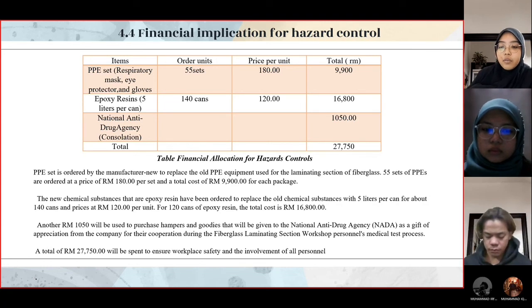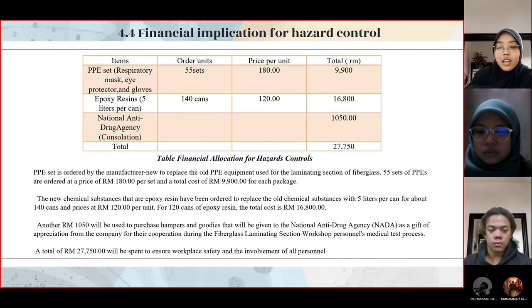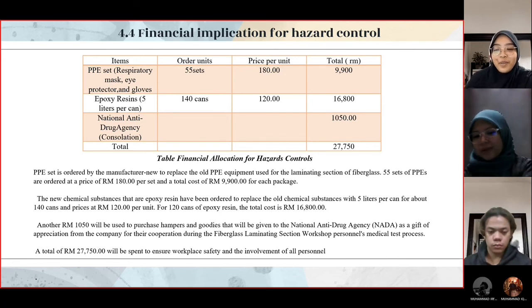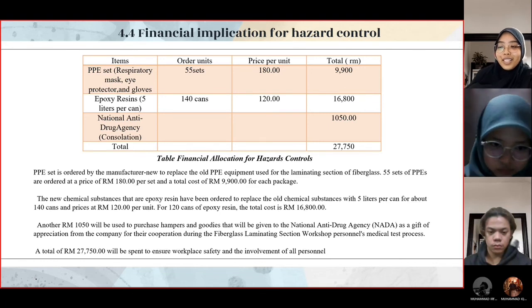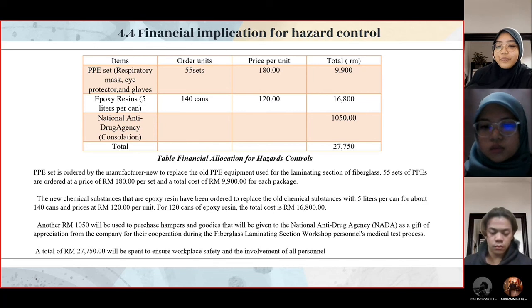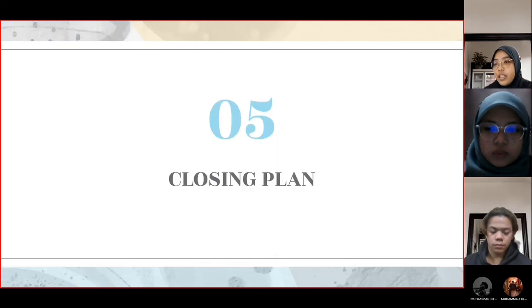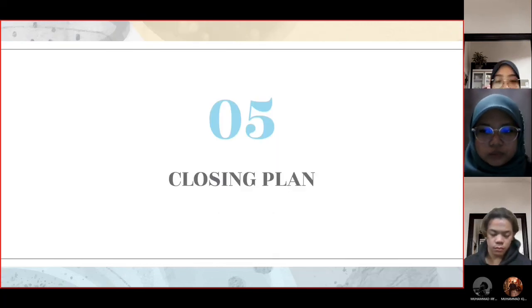A total of 27,750 will be spent to ensure workplace safety and the environment of the personnel. Next, I will give it to Faiza.